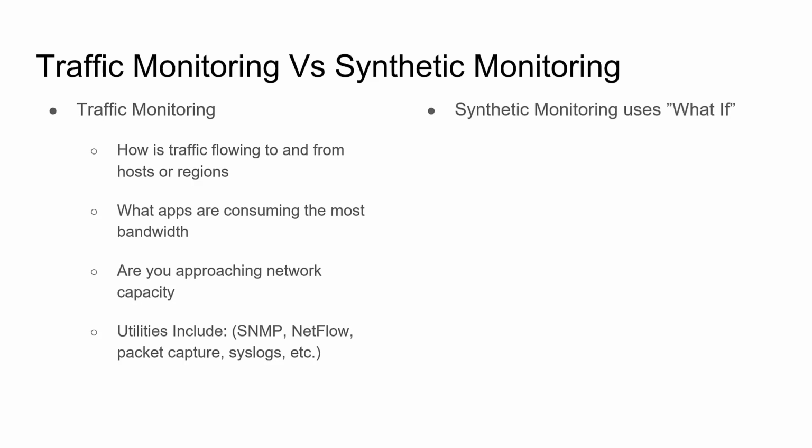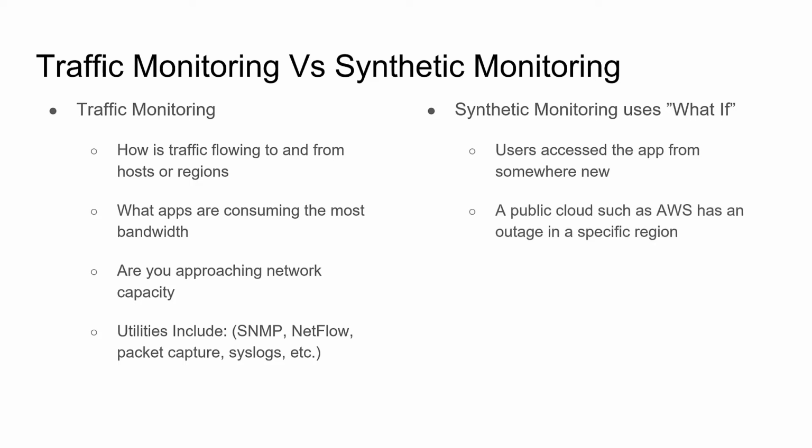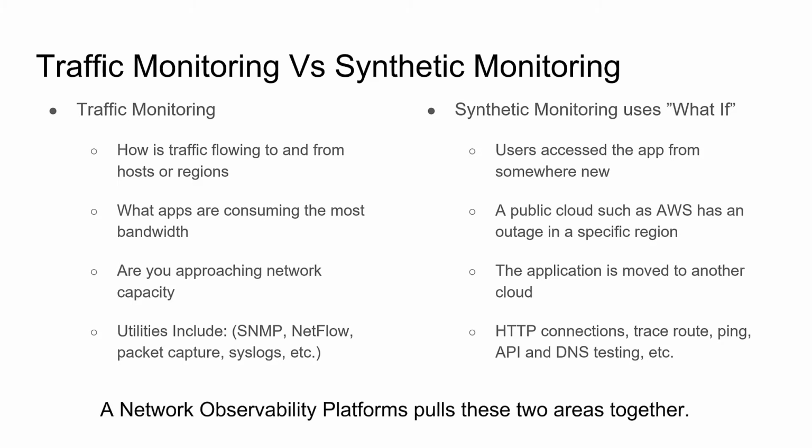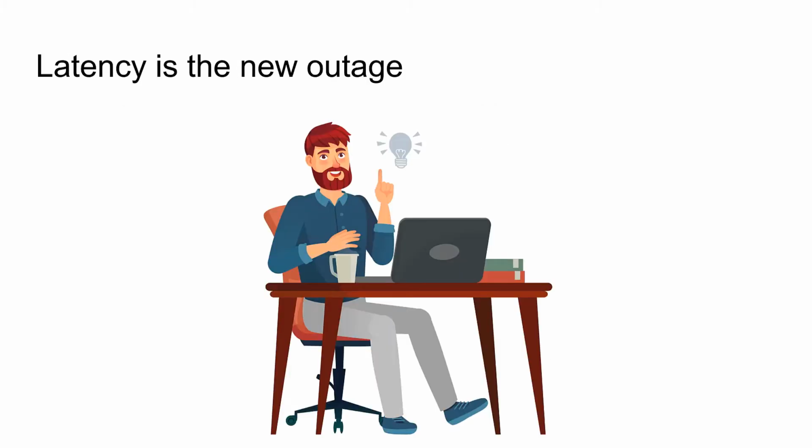Synthetic monitoring, on the other hand, can tell us what performance will look like if the app is accessed from someplace new. It can tell us if a service provider in a public cloud is no longer available. If you move an application to another cloud vendor, it can tell us what performance will look like. HTTP connections, traceroute, TCP ping, API connections, and more are all used to collect this data. And a network observability platform pulls these two monitoring specialties together.